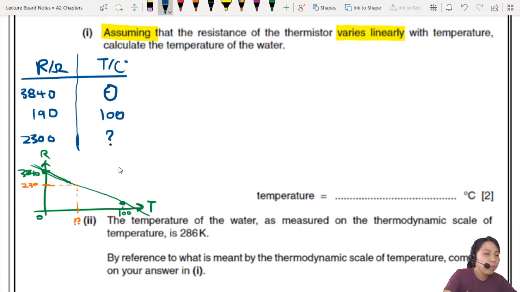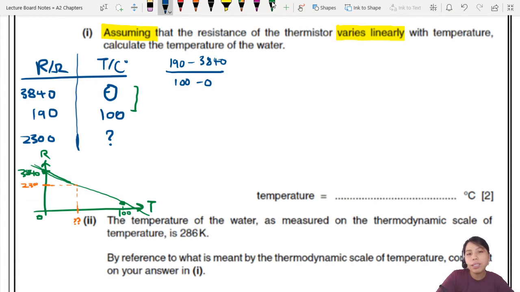So what I'm going to do now, there are a few methods to do this, but one way I'm going to do is this. Let me look at these 2 data sets and find the gradient from that. Do you remember how to find the gradient of a straight line? So the gradient here will be 190 minus 3840 on the y-axis, over 100 minus 0. So I'll find a certain gradient value.